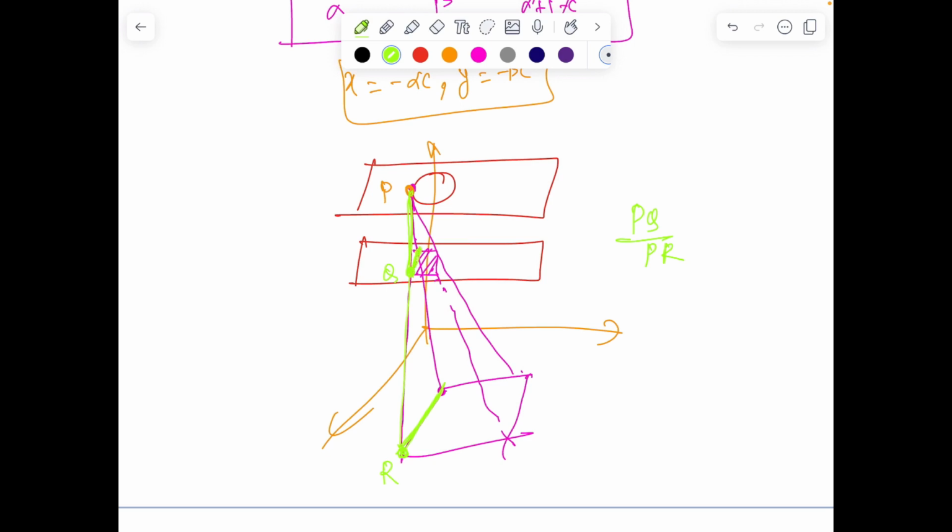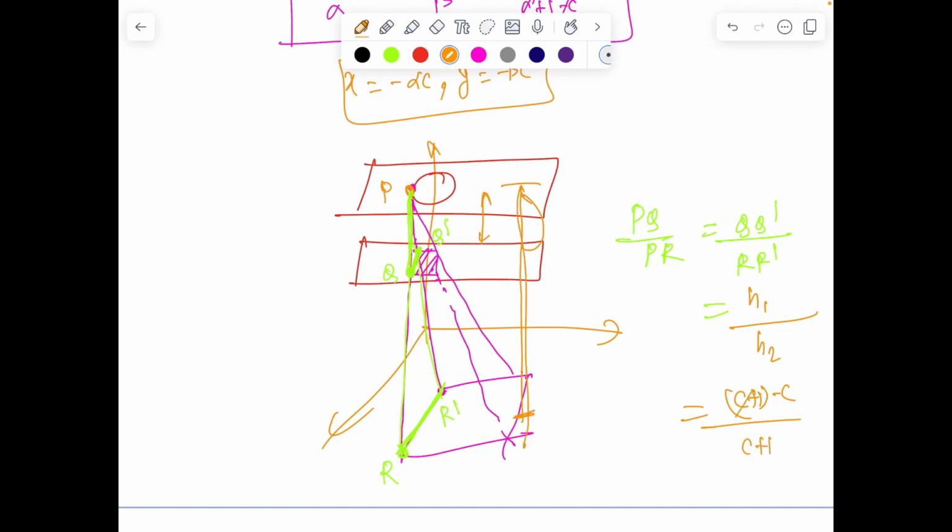Okay, so it is the same as, because in this triangle, let me name it R dash, Q dash, P. So PQ by PR is the same as QQ dash over RR dash, and that in turn will be the same as the distance between these planes, their height h1, divided by the distance between the point P and the xy plane, so h2. Now what is h1? The distance between these two planes is nothing but c plus 1 minus c, and the total perpendicular gap is c plus 1, hence it's 1 by c plus 1.